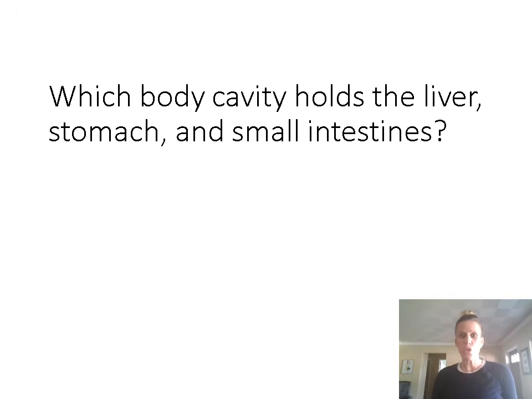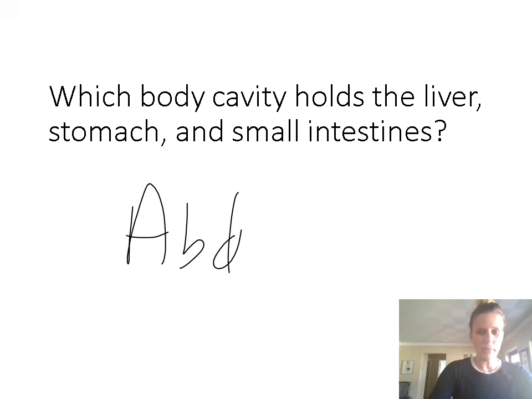Which body cavity holds the liver, stomach, and small intestines? So you should be familiar with the organs that are in the different body cavities. For example, we learned already that the lungs are in the pleural cavity, the brain is in the cranial cavity. Here we're saying the liver, which is in the top right, the stomach, which is in the top left, and then the small intestines, which curve down most of the belly area. That body cavity is the abdominal cavity.